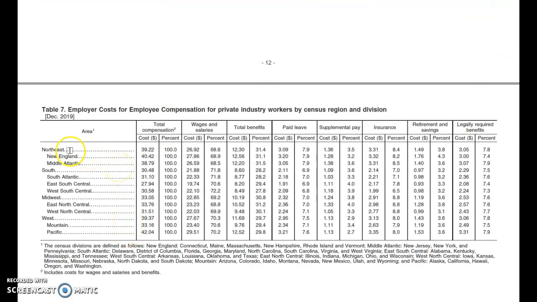And so Northeast, South, Midwest, and West. Look at the differences. So in the Northeast, we're at $39.22. The South, $30.48. The Midwest, $33.05. And the West, $39.37. So the most expensive is in the West. Okay, we're in the West. And you can see that Pacific, right, $42.04, even higher. The cheapest is $30.48 in the South.